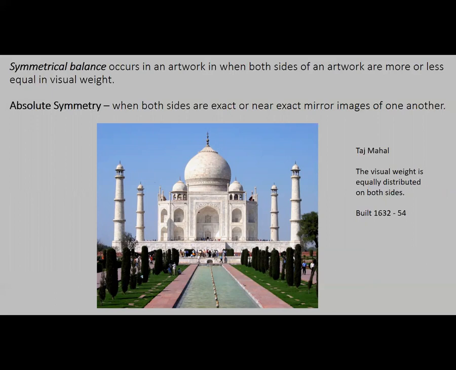So now we're going to talk about the different kinds of balance. There's symmetrical balance. Symmetrical balance occurs in an artwork where both sides of the artwork are more or less equal in visual weight. So both sides of the artwork, the way things are structured, are equal, and both sides are in absolute symmetry, which is one kind of symmetrical balance. Both sides are exact or near exact mirror images of one another.